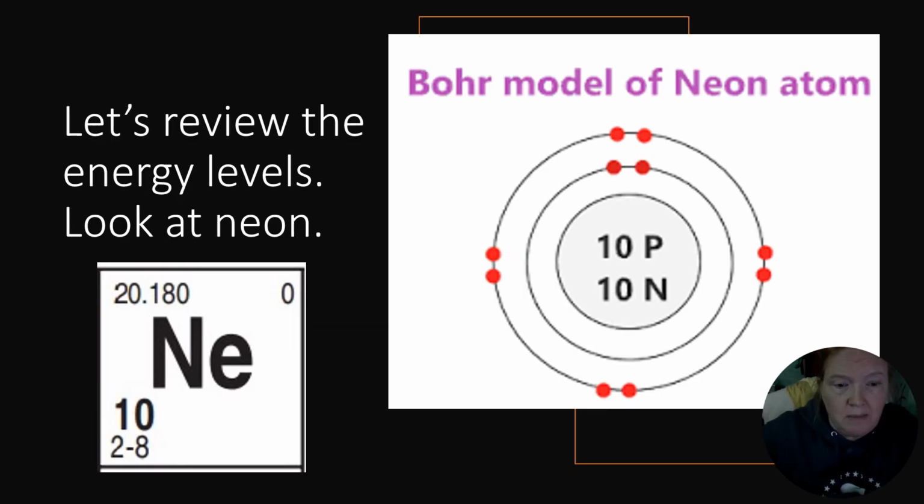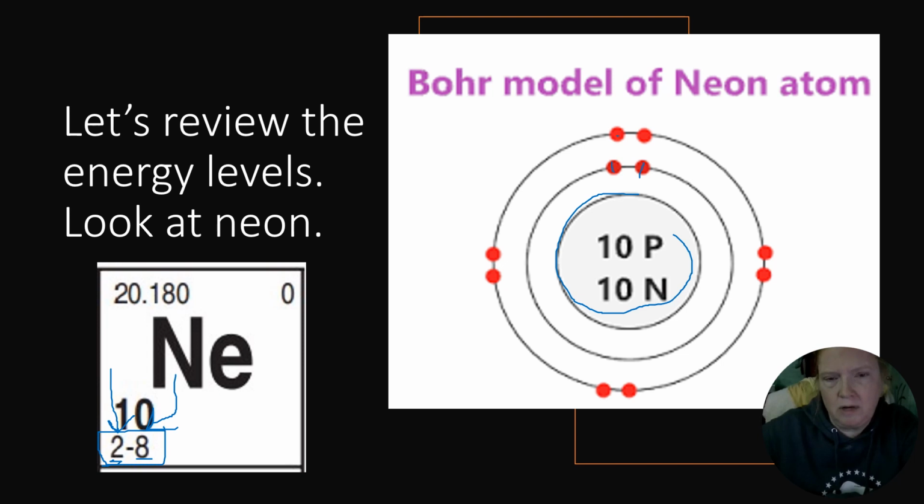So let's review a little bit. So I'm going to get my pen here, okay? So let's review the energy levels. Let's look at neon. So do you see this right here from your periodic table? This is a 2-8. So this means 2 electrons in the first energy level. So this right here represents the nucleus with my protons and neutrons. So here I have 1, 2 electrons in the first energy level, and then I have 8 electrons in the second. And I go through and I count these all around here, and that's 8.